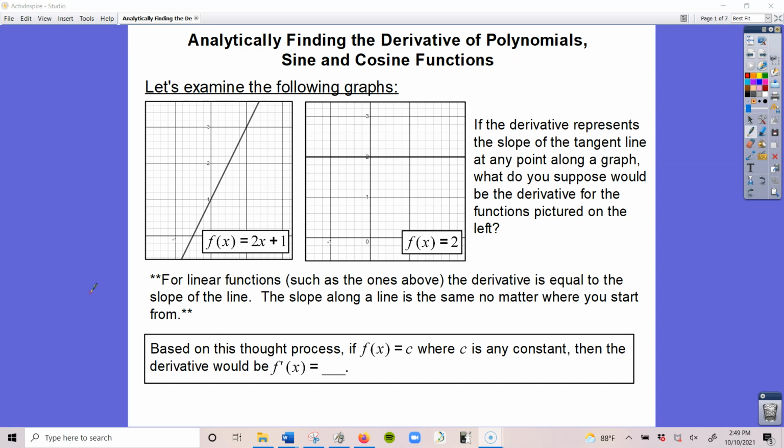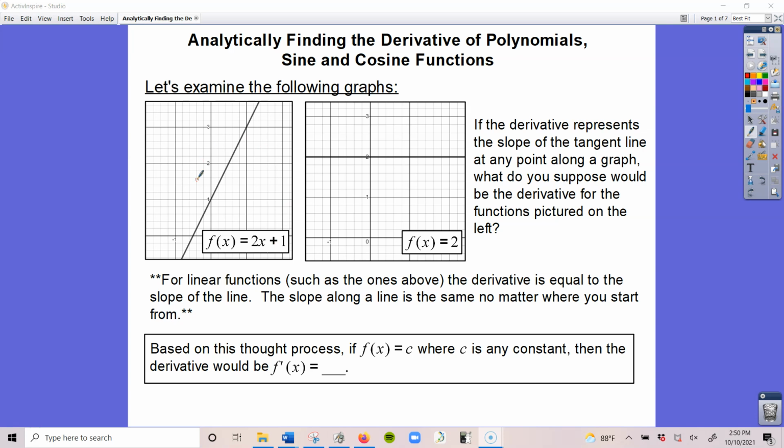Now for the first one we have f of x is equal to 2x plus 1, which is linear, and that's why you see the line. For the second one we have f of x is equal to 2, which is a constant, so you have that horizontal line. Now remember that a derivative represents the slope of the tangent line at any point along the graph. For linear functions, such as these, the derivative is equal to the slope of the line.